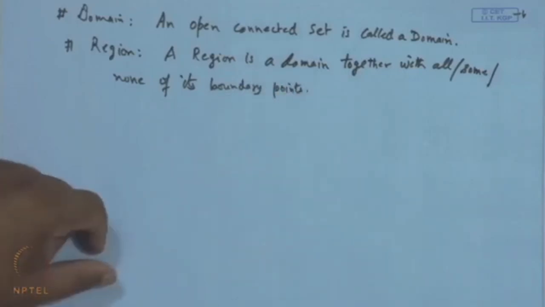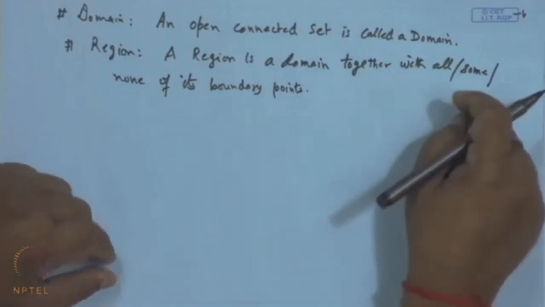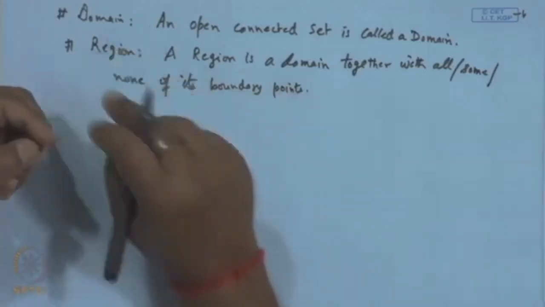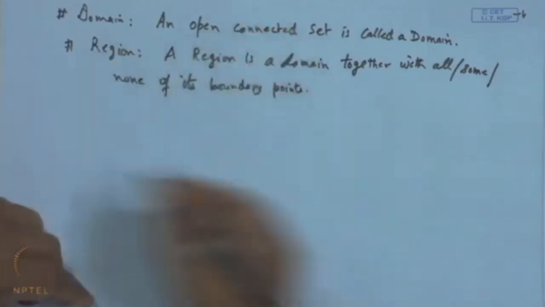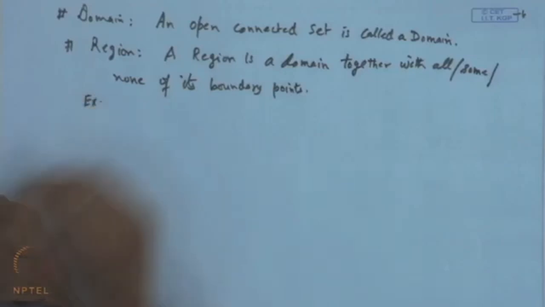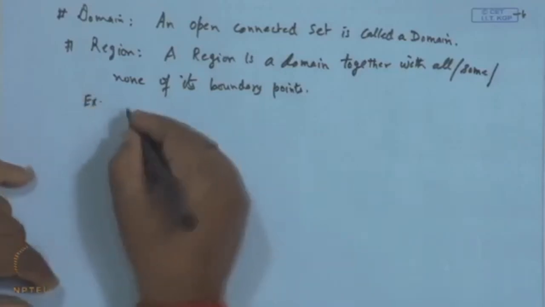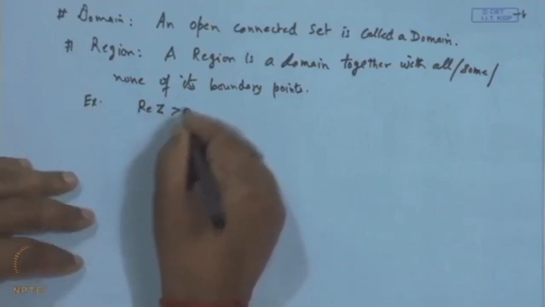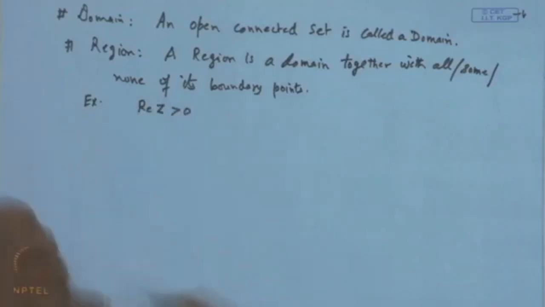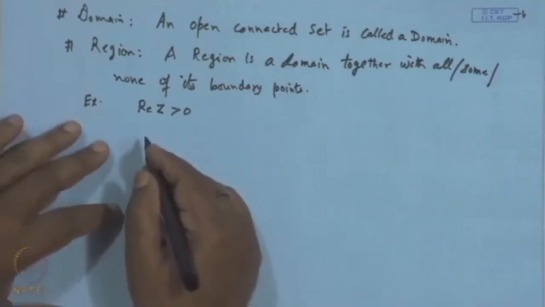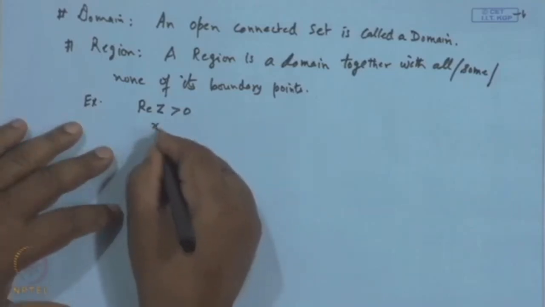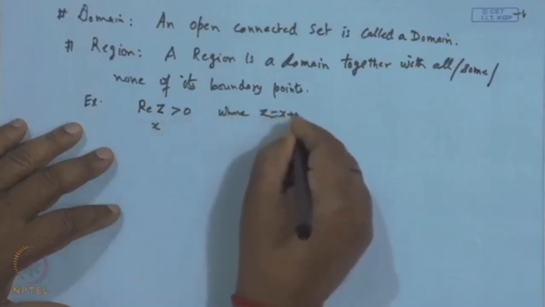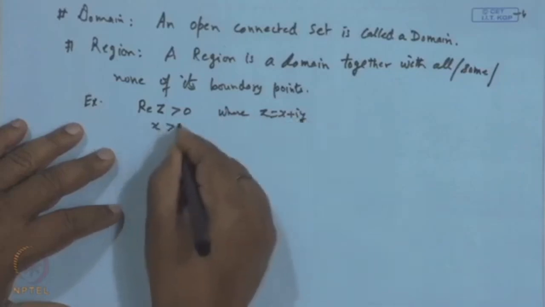So, when the domain is combined with the elements of the boundary, either all or maybe some or maybe none, then this collection we will call the region. Now, for example, suppose I say real part of z is greater than 0. If z is x plus iy, then real part of z is x, and x is positive.